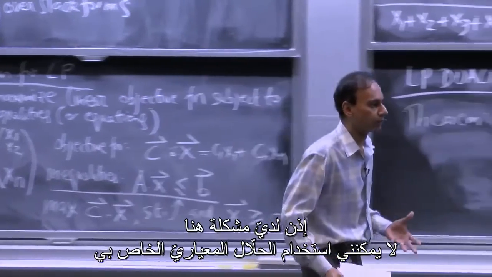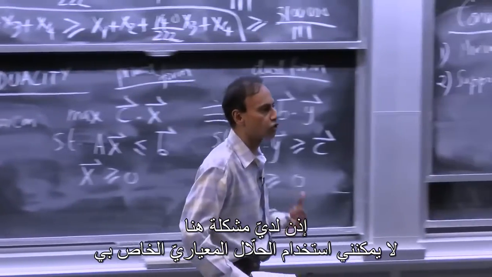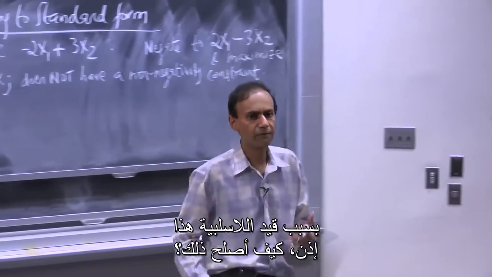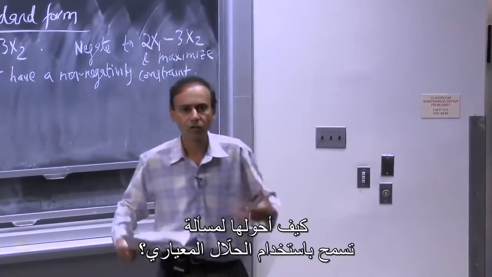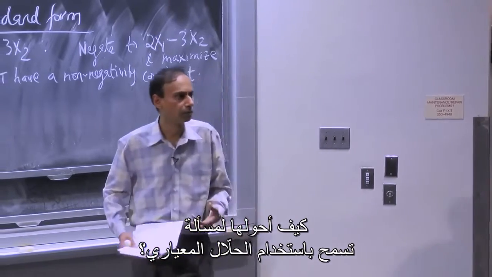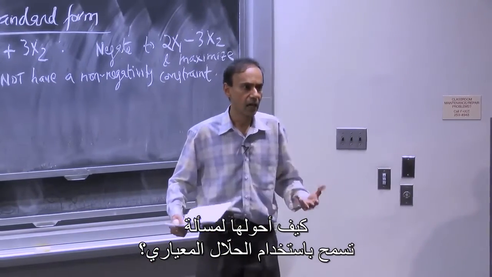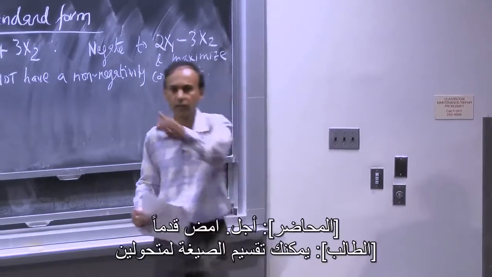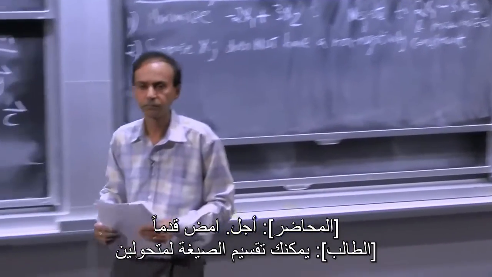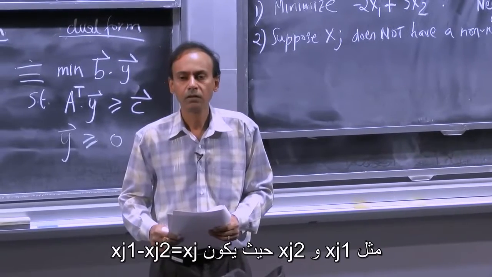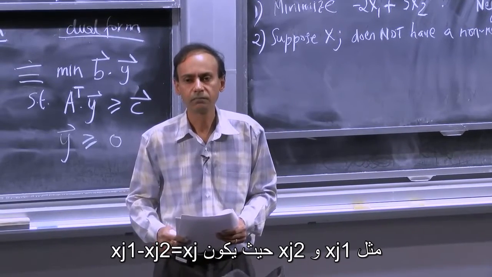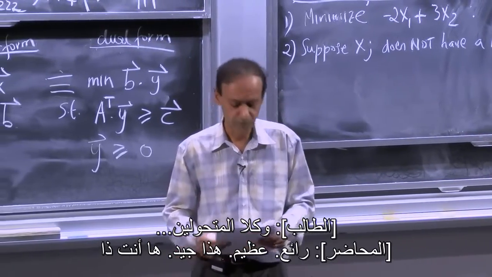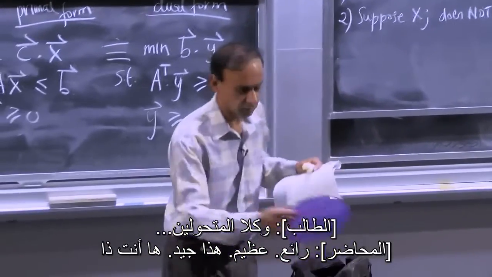So I got a problem here. I can't use my standard solver because of this non-negativity constraint. So how do I fix that? How do I turn it into a problem that allows the standard solver to be used? Yeah, go ahead. You can break it up into two variables, like xj1 and xj2. So xj1 minus xj2 equals xj, and both of them are non-negative. Perfect. Great. That's good. There you go.